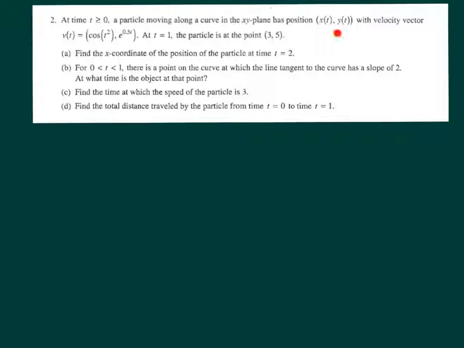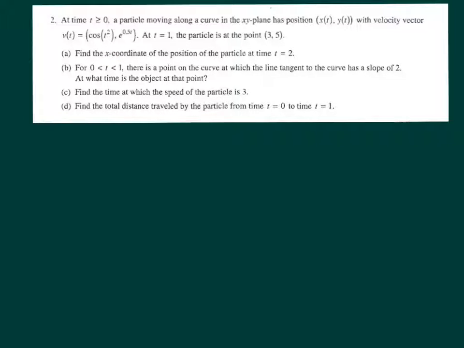a curve on the xy plane, has position x of t, y of t, with velocity vector v of t is cosine t squared and e to the 0.5 t. At t equals 1, the particle is at the point (3, 5). So this is kind of along the lines of those initial value problems. They're telling you that point there for a reason, and that's going to come into play real quick.